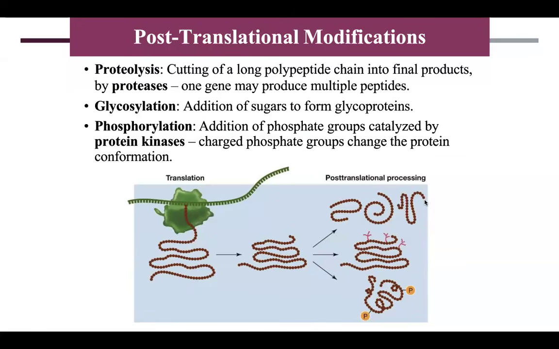There's also glycosylation, where adding sugars helps create glycoproteins. There's also phosphorylation. Adding phosphate groups is catalyzed by protein kinases. Adding phosphate groups can help change the protein conformation from a tertiary structure into a quaternary structure, help it bind to other proteins, etc.